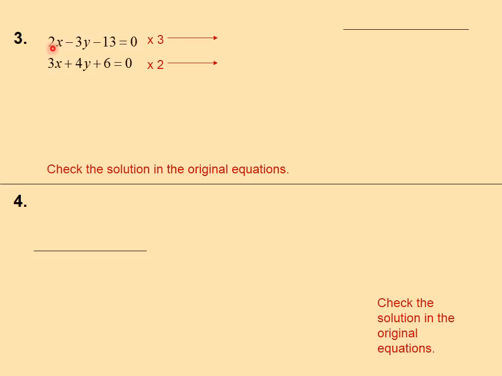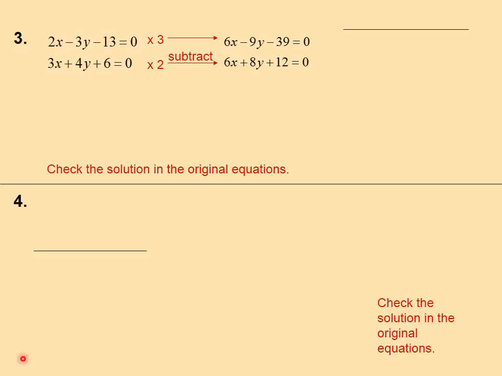So whatever I do to one variable, I have to do to the whole equation. So I'm going to multiply the top equation by 3 and the bottom equation by 2. So they look like this. Okay, and so each term here has been multiplied by 3. And then each of the bottom terms have been multiplied by 2. So we get these two.